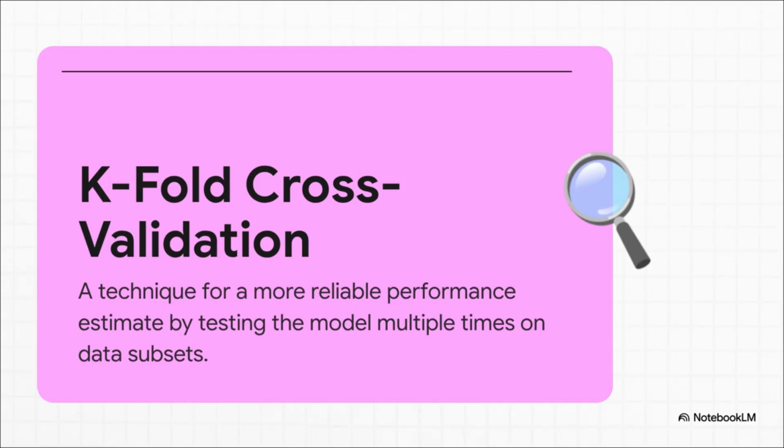So how do we make sure our model's good performance wasn't just a lucky guess on one specific test set? We use a powerful technique called K-fold cross-validation. Long story short, instead of giving it one final exam, we give the model multiple different exams, using different parts of the data each time. This gives us a much more reliable and stable score of its true ability to generalize.